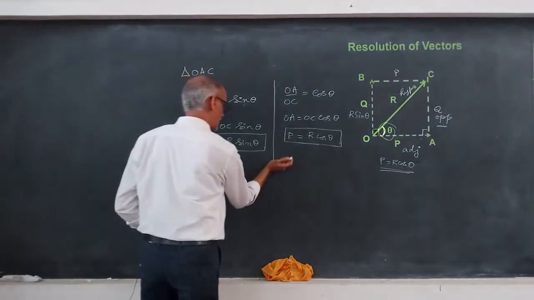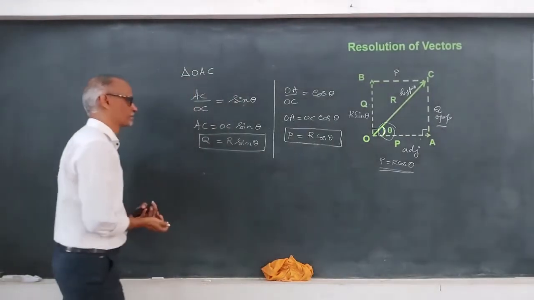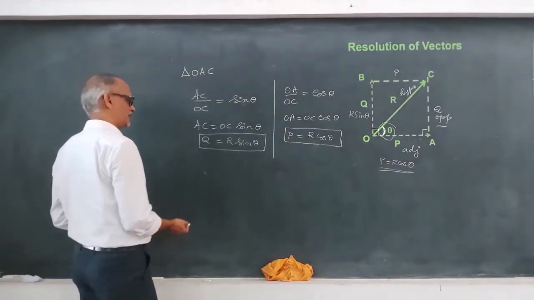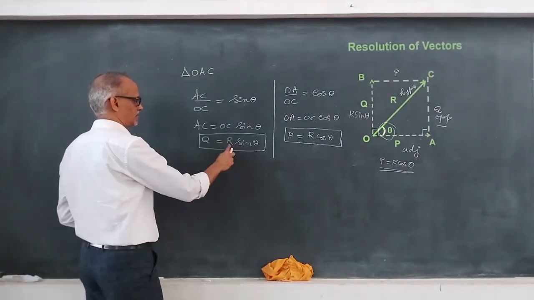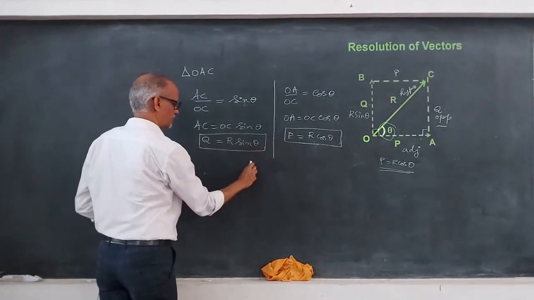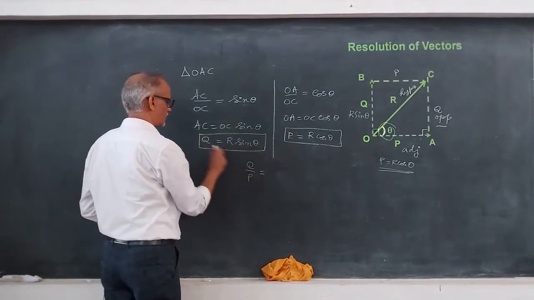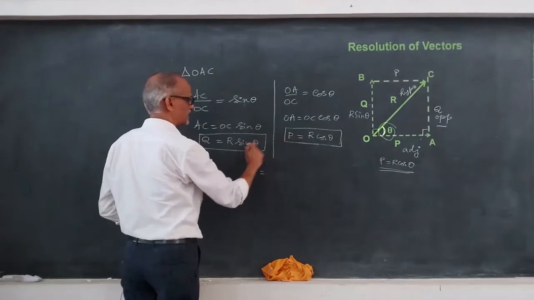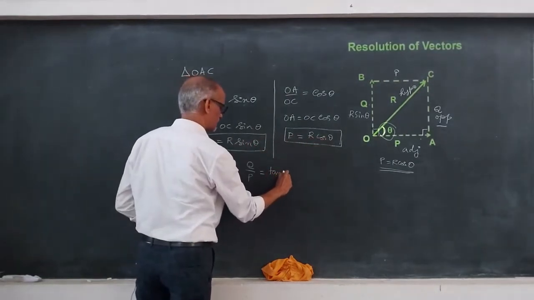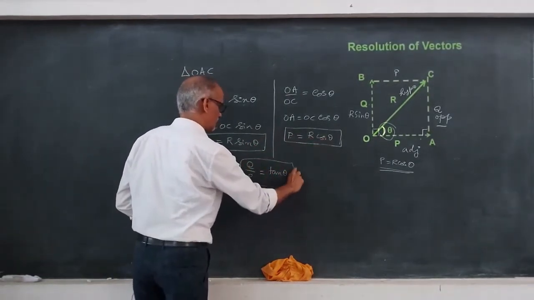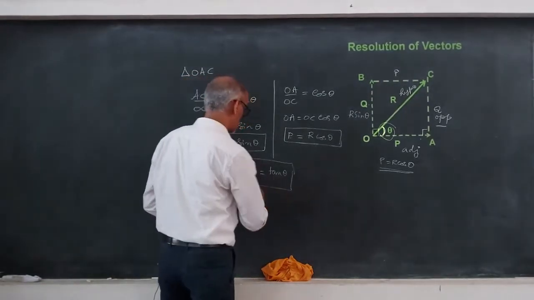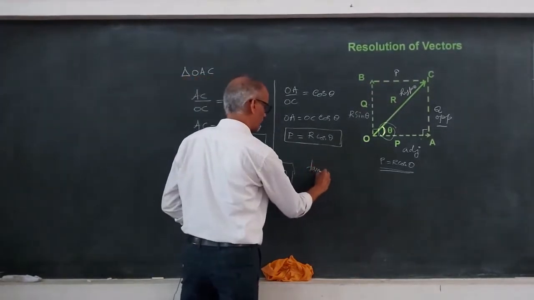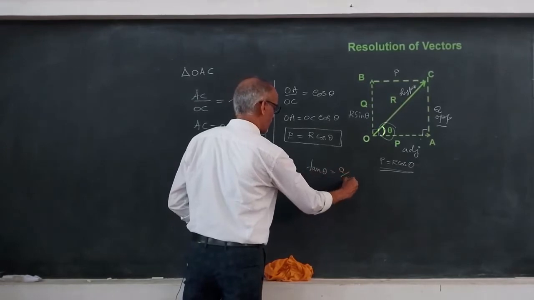Then I will add two more equations here. If I divide, what am I going to get? Let us divide Q by P. Q by P. R will get cancelled. Sin theta by cos theta is nothing but tan theta. So this is one more formula which you have to remember. So, tan theta is equal to Q by P.